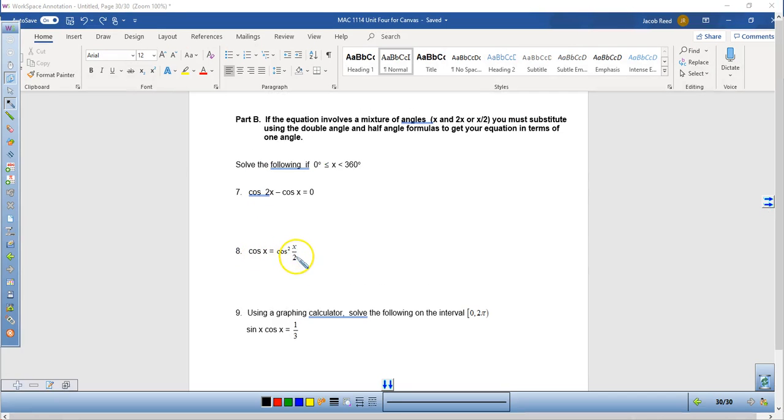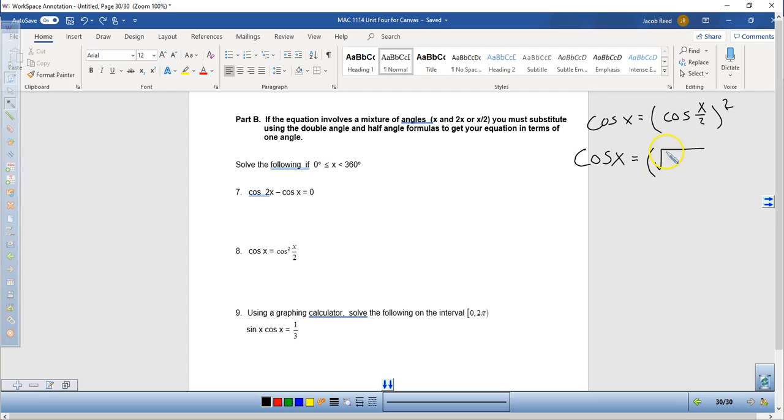Cosine of x equals cosine squared of x over 2. I'm going to rewrite it. So now, this cosine x over 2, I can do a replacement, or a substitution. I know that that is really the square root of 1 plus cosine x over 2 squared. So cosine x over 2 is the root of 1 plus cosine x all over 2, all under the radical. And then since it was cosine squared, I have the square outside. Square and radical cancel, leaving me with cosine of x is equal to 1 plus cosine x over 2.